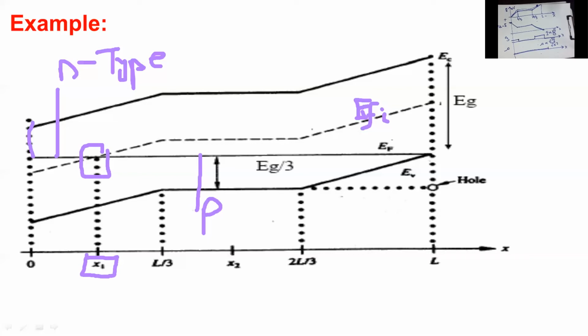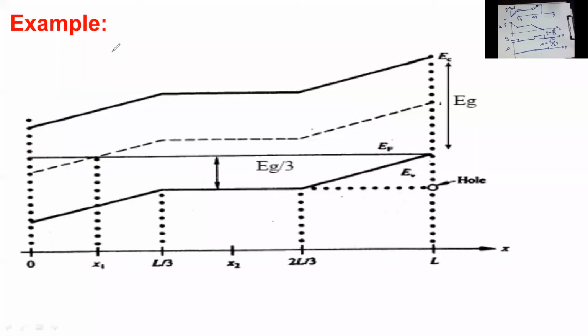So let's go to the next. Let's clear our board first. Okay, what is the next question? My next question is, does the material include any portion at which the material is degenerate?